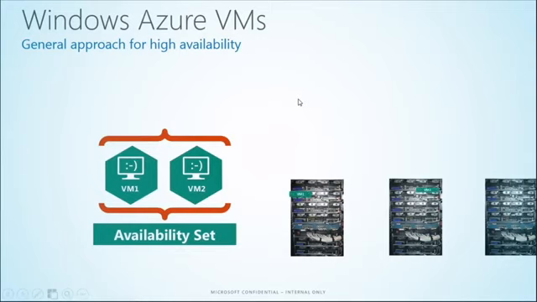Now we have this concept of availability set. So if you put your virtual machines in an availability set, what will happen is that these virtual machines will end up in different racks. Physical racks.